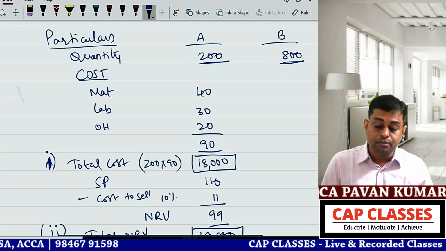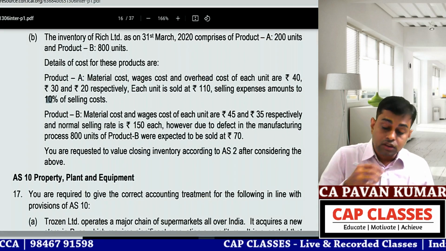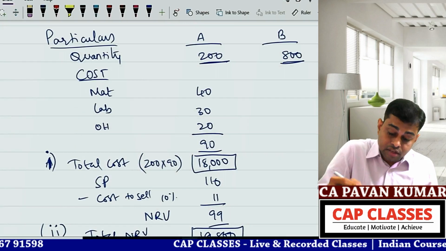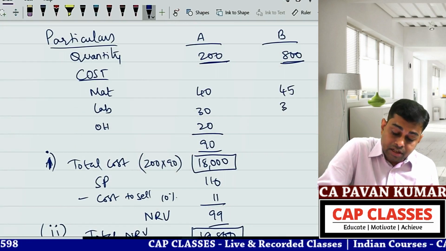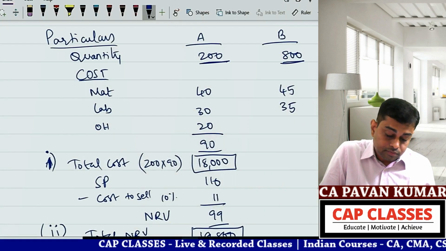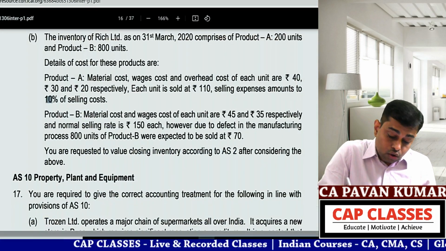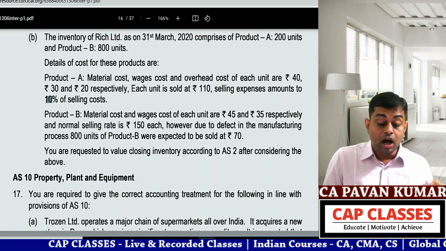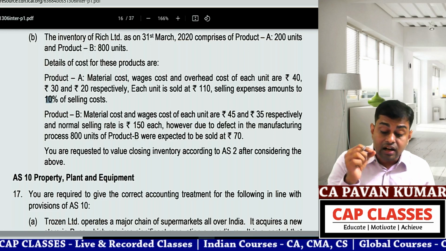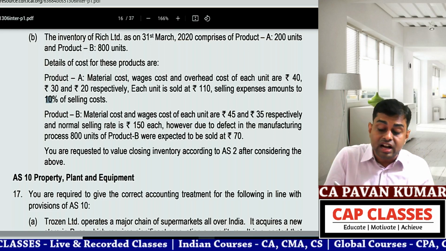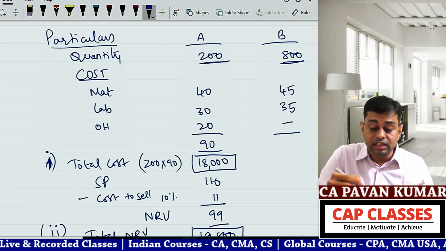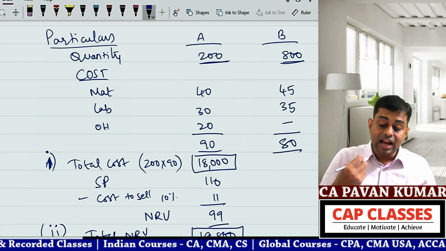Now we'll do for second product also. So for second product, it is material 45, labor 35, overheads, they are not speaking anything. Okay, so normal selling price is 150. However, due to defect in the manufacturing process, 800 units of product were expected to be sold at 70. So here nothing is given. So 45 plus 35, how much? It is 80.